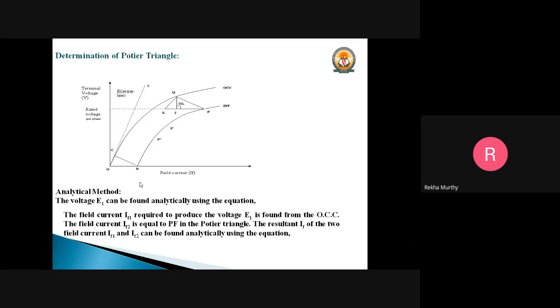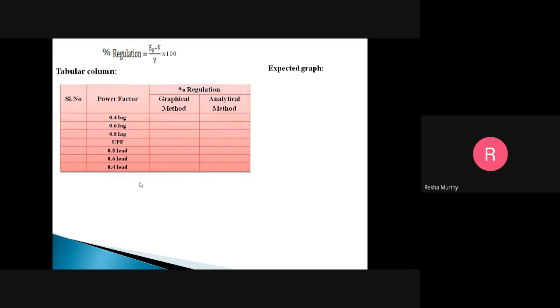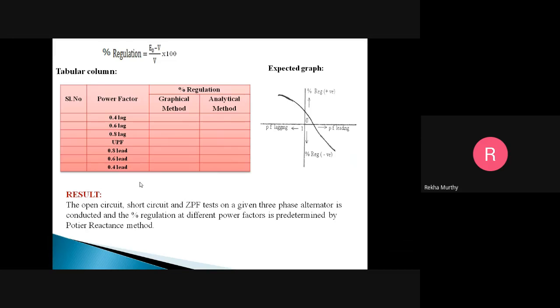So here this is the analytical method which you have to make use of. That is, we have to find out E1. E1 will be equal to the square root of (V cos phi plus I RA) whole squared plus (V sin phi plus or minus I XL) whole squared. Once you get this value, we have to find out the corresponding value of the field current. Then only we can solve the percentage regulation, that is E naught minus V divided by V into 100. So this will be the expected graph when you solve for the different values of the power factors.